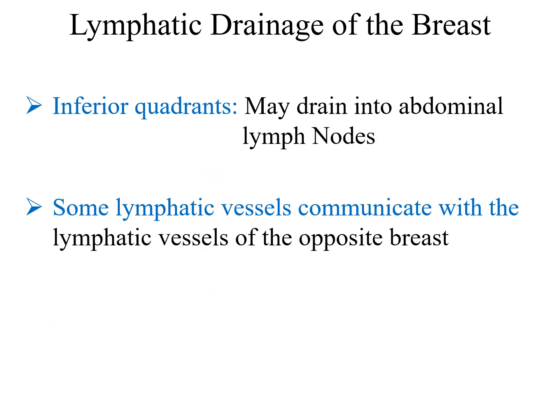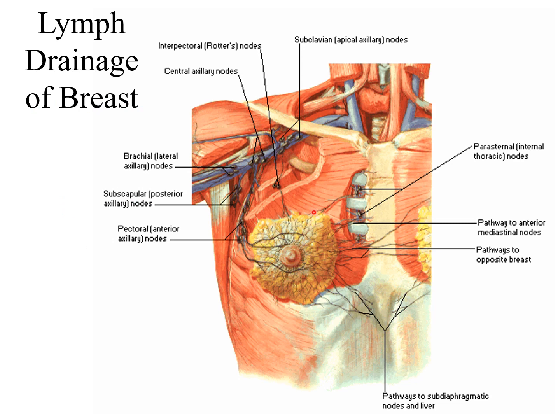Also, the inferior quadrants may drain into the abdominal lymph nodes very superficially, and some superficial lymphatics communicate with the lymphatic vessels of the opposite breast. Here we can see that this is the right breast and this is the left breast. This lateral half is mainly going to the axillary group of lymph nodes, which are the pectoral or anterior group, and the anterior group will ultimately go to the central axillary lymph nodes, and ultimately they will drain into the apical group of lymph nodes.